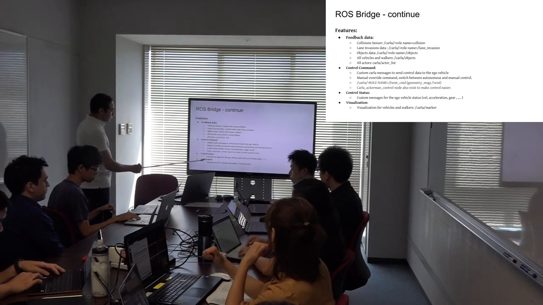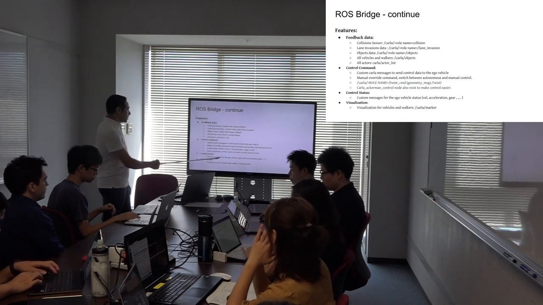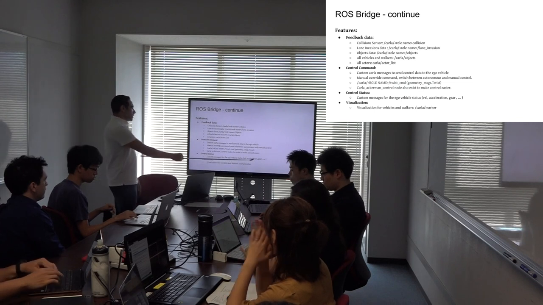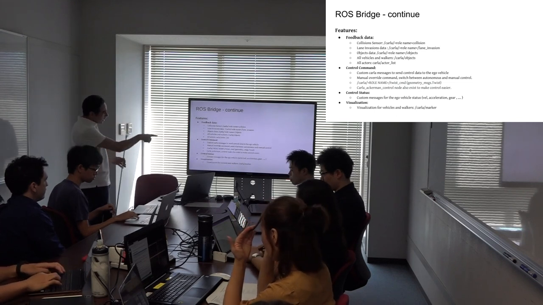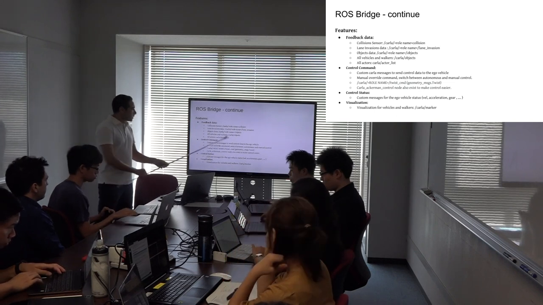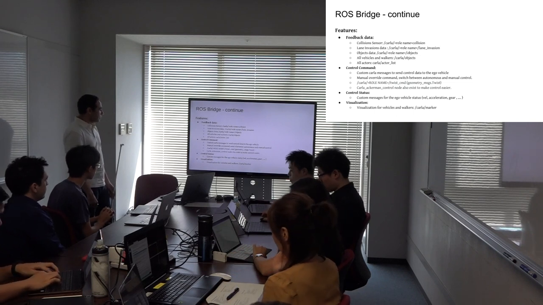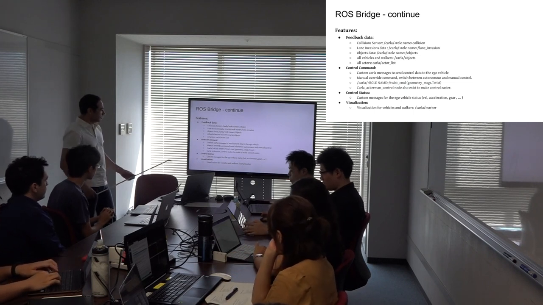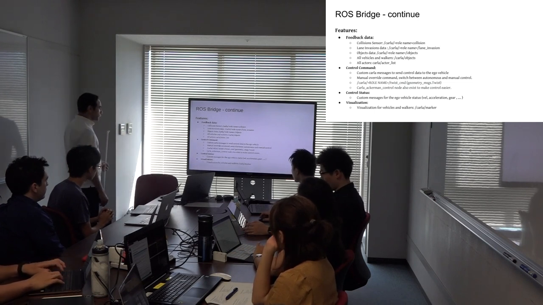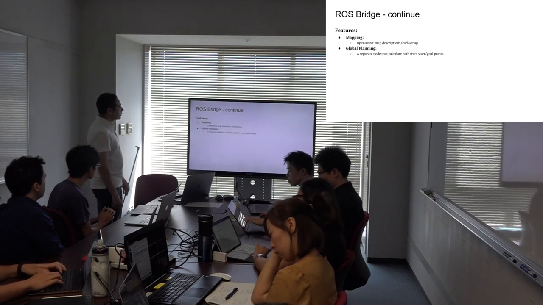Control status. Custom message for the ego vehicle status: velocity, acceleration, gear. You can send directly. This is the feedback, so we can read all this information. Visualization: they publish markers, they visualize the vehicles and the walkers.